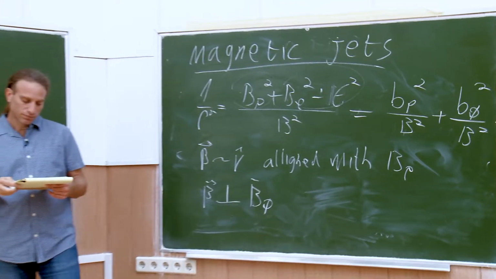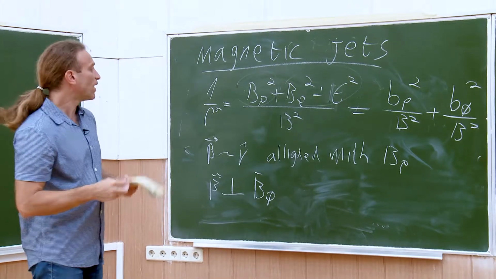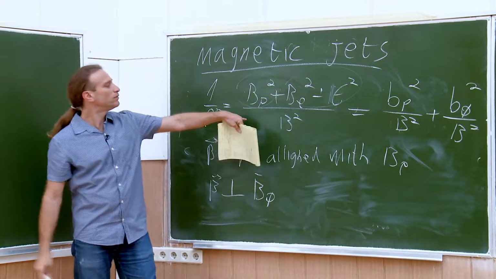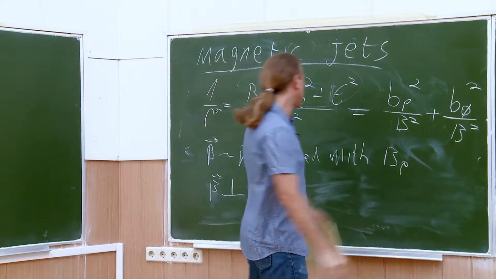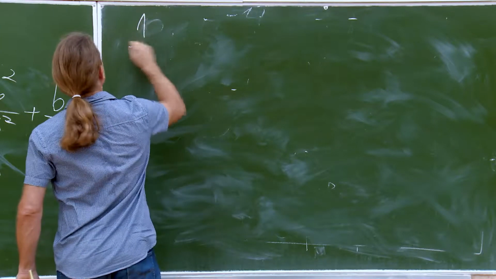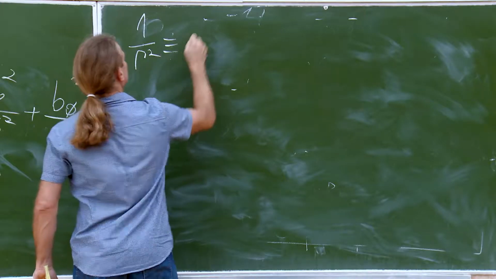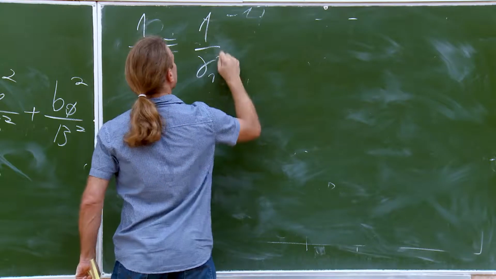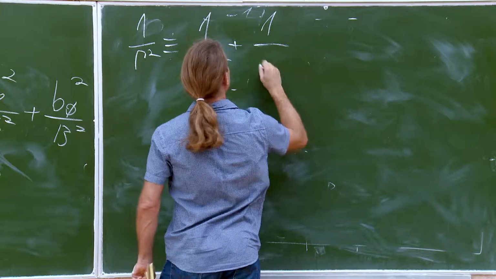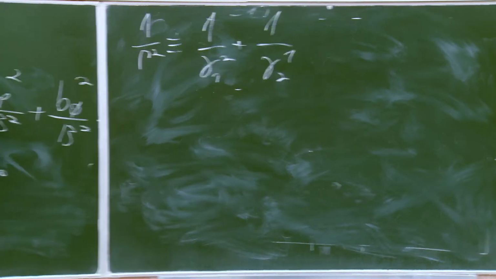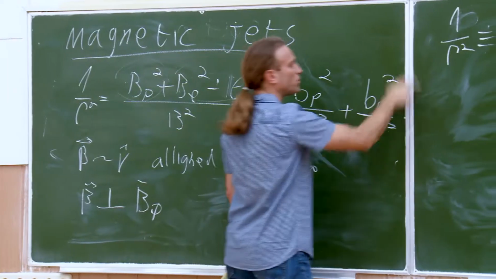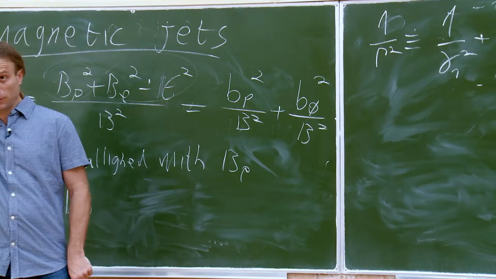Okay, so I have two regimes here. I name these things: 1 divided by gamma square is equal to 1 over gamma 1 square plus 1 over gamma 2 square, where 1 over gamma 1 square is this, and 1 over gamma 2 square is this. So I have two regimes.